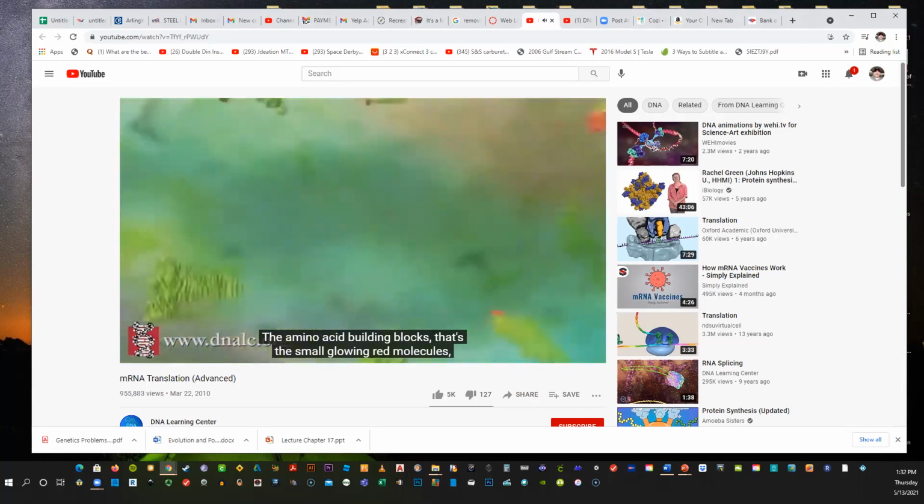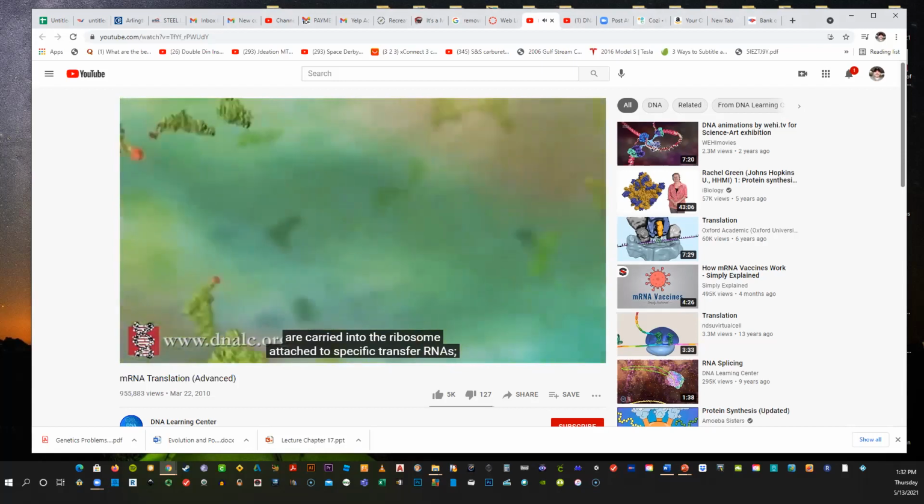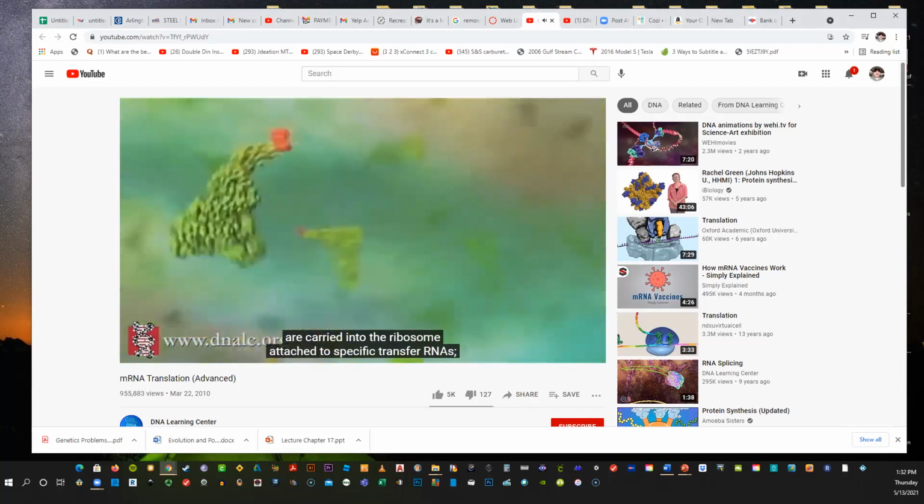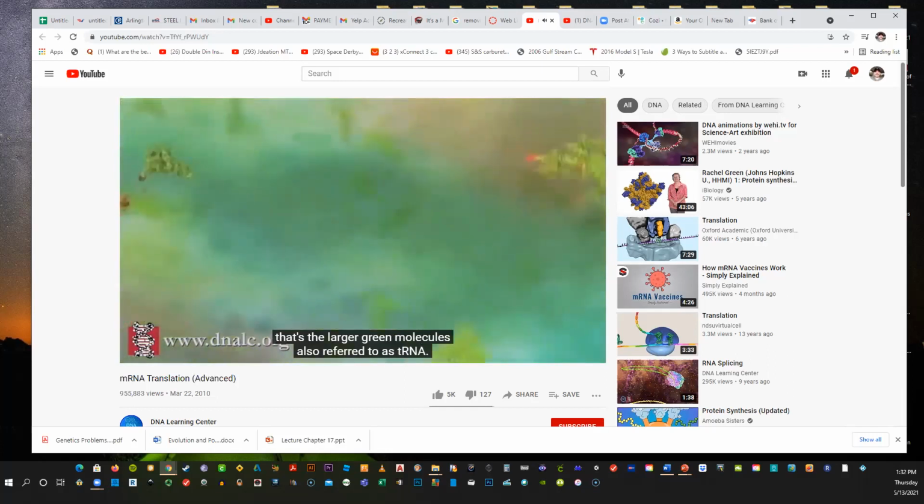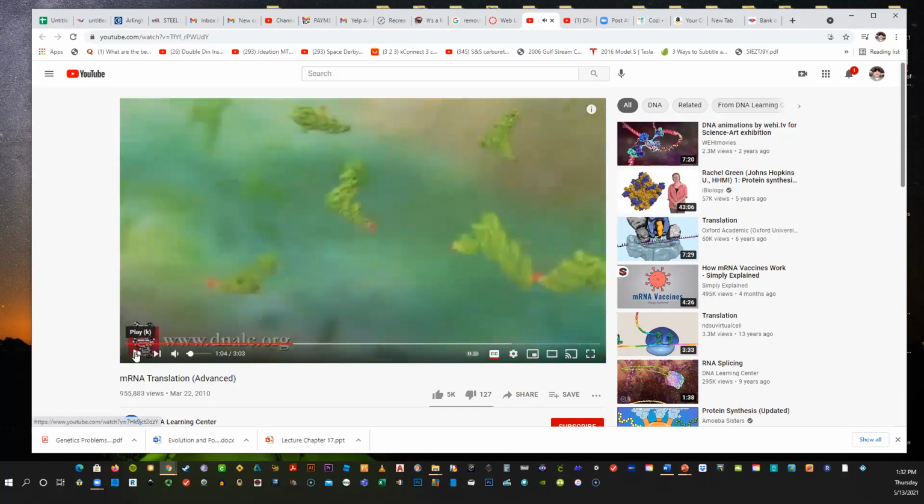The amino acid building blocks, the small glowing red molecules, are carried into the ribosome attached to specific transfer RNAs, the larger green molecules, also referred to as tRNA. So these green things are representative of the tRNA. Remember I showed you that three-dimensional shape, so they've sort of modeled this after that. Those tiny red dots on the end are the amino acids. If you forgot what amino acids are, you can go back to chapter 5 and take a look. Every one of these with a red dot on it is charged. Ones without a red dot are uncharged.